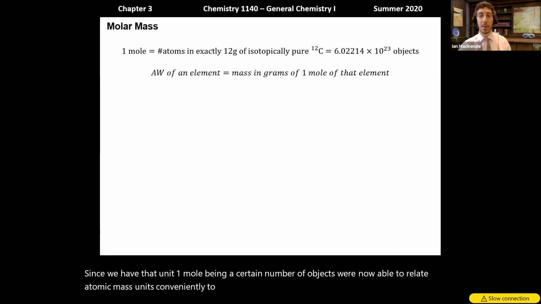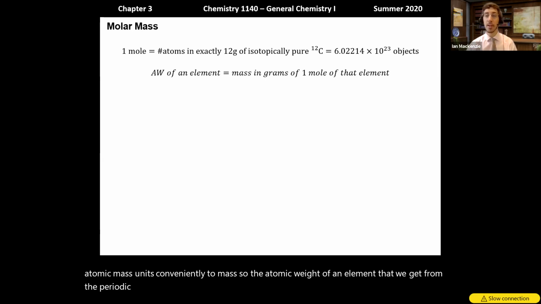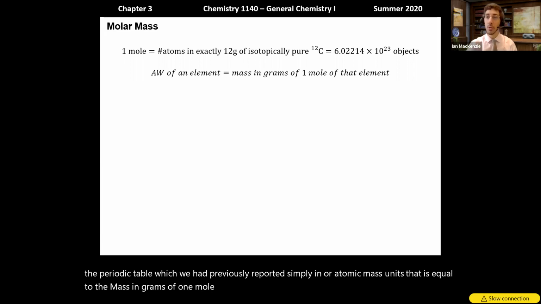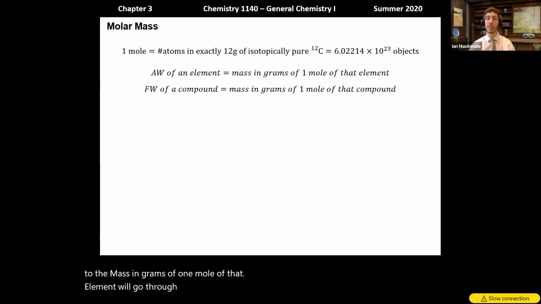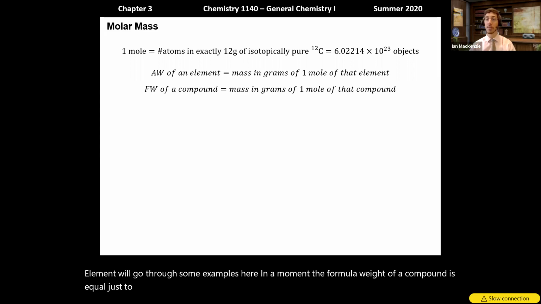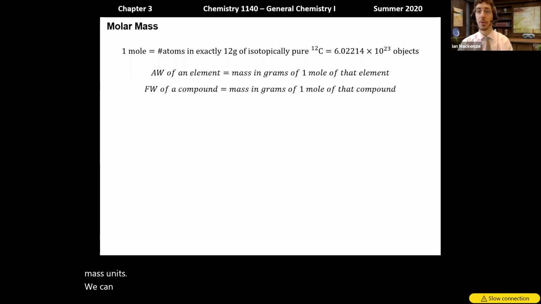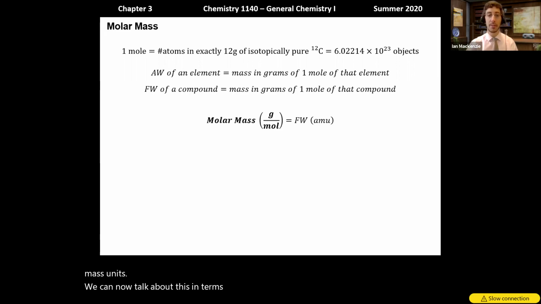So the atomic weight of an element that we get from the periodic table, which we had previously reported simply in AMU, or atomic mass units, is equal to the mass in grams of 1 mole of that element. We'll go through some examples here in a moment. The formula weight of a compound is equal just to the mass in grams of 1 mole of that compound. So it's no longer just in atomic mass units. We can now talk about this in terms of grams per mole. That's essentially what's known as the molar mass, or the molecular weight.